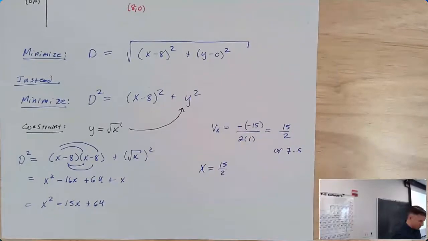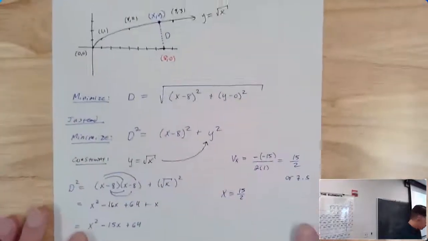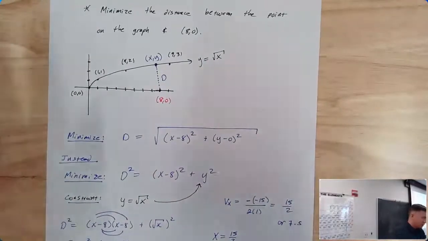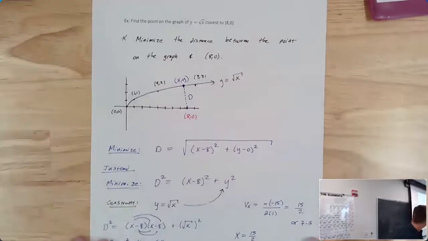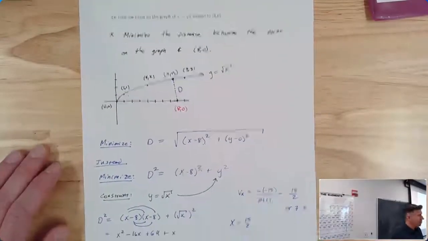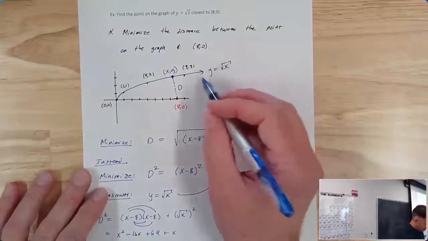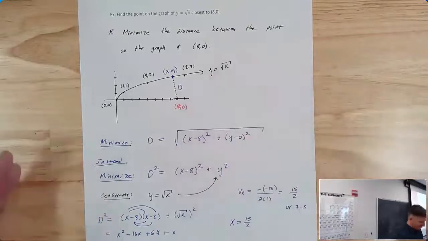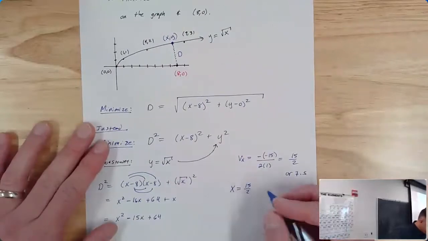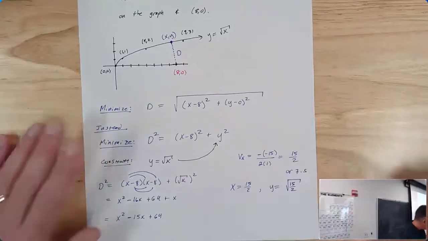And then I go back and read the question. The question says, find the point on the graph. Great, we found the x coordinate. We need the y coordinate. Well, the graph is y equal to the square root of x, so that's how I'm going to find y. If x is 15 halves, y has to be the square root of 15 halves.